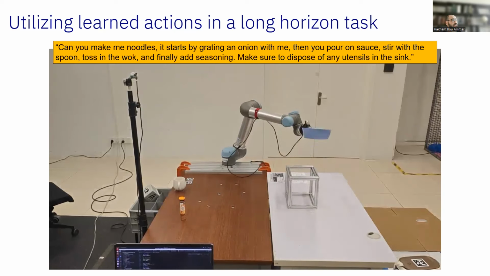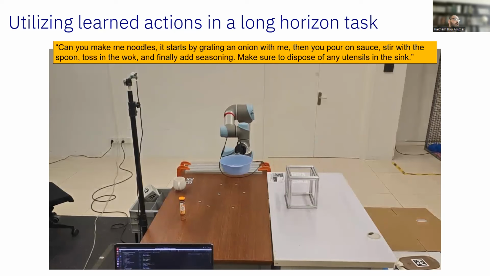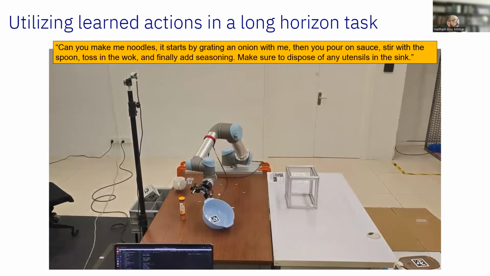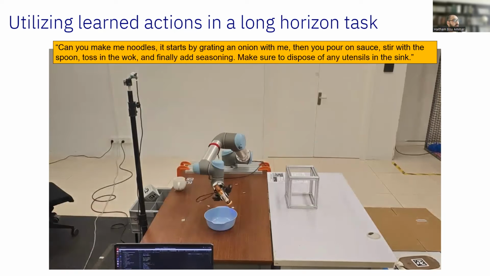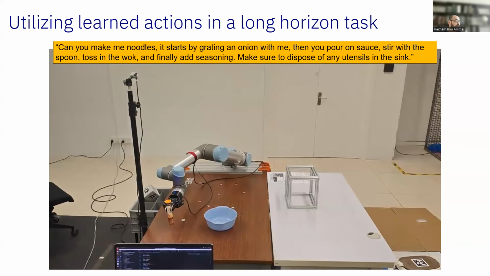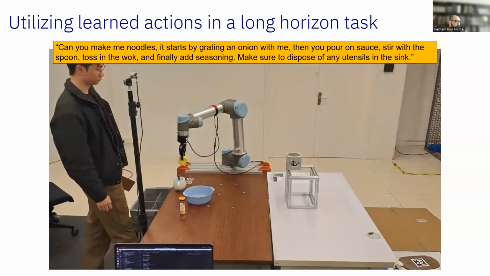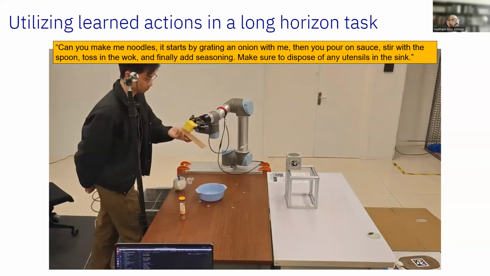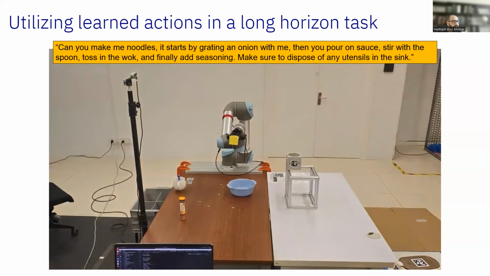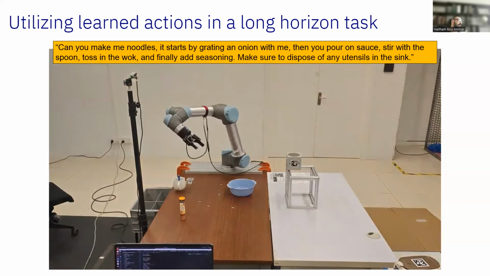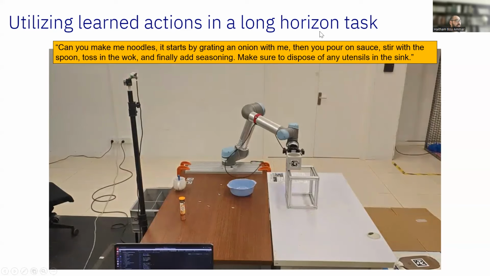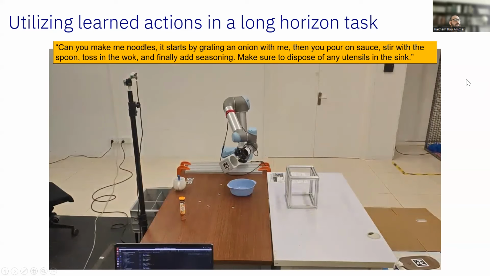Now, as you see here, that's the tossing, which has also been taught kinesthetically. And then, of course, it made a mistake, so we had to make a minor correction here. We're working to make that a bit more stable. And then at the end, it added the seasoning finally. So this is one long horizon task that we were able to solve with the approach that I mentioned.